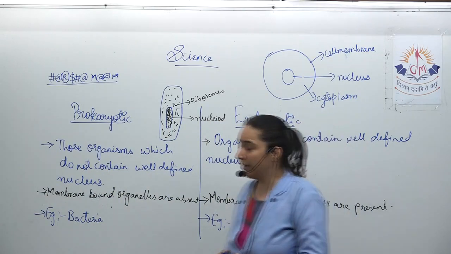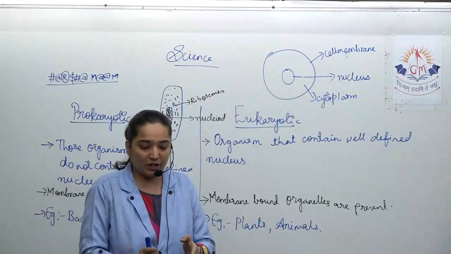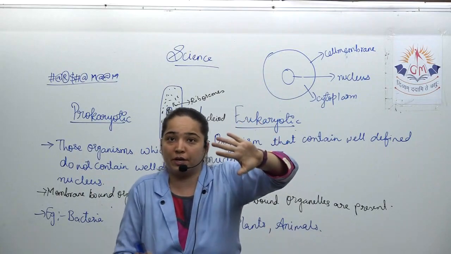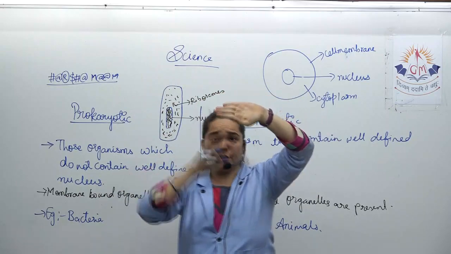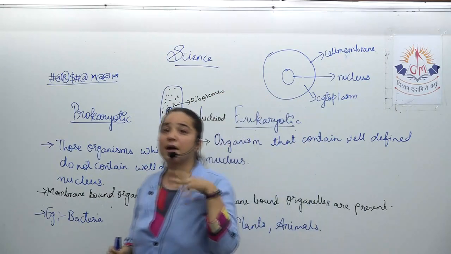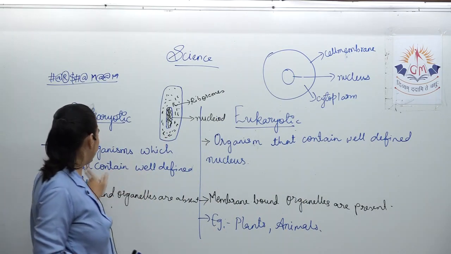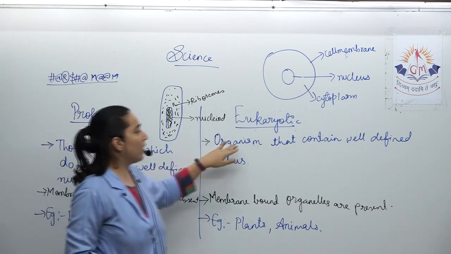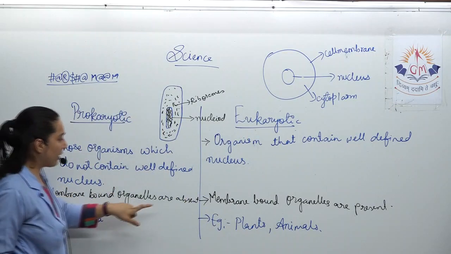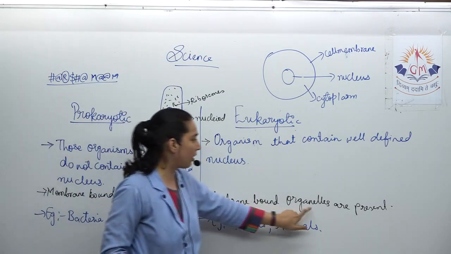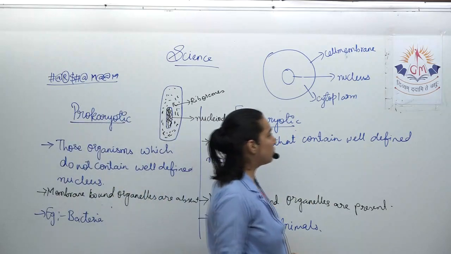Prokaryotic and eukaryotic cell. Any particular cell has three components. Which three components? Cell membrane, then nucleus and cytoplasm. Cytoplasm contains many small particles. Now, any organism which does not contain a well-defined nucleus is prokaryotic. Any organism that contains a well-defined nucleus is eukaryotic. Membrane-bound organelles are absent in prokaryotic, while they are present in eukaryotic. Here the example is bacteria, here it is plants, animals, or anything else.